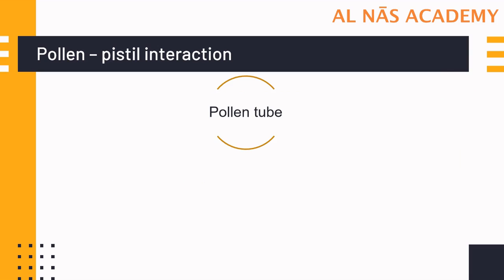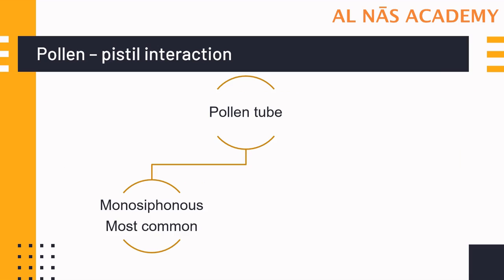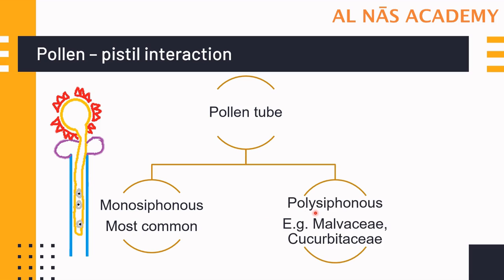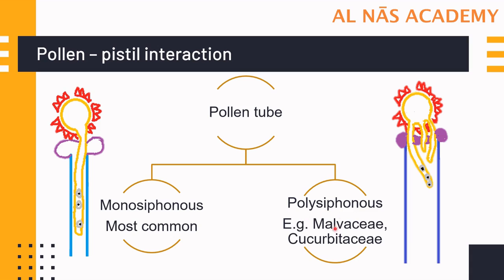Now in case of pollen tube, generally one pollen tube arises from the pollen grain, and this is termed monosiphonous, which is the most common one. But if many pollen tubes arise from the pollen grain, then it is termed polysiphonous. Even though many pollen tubes arise from many germ pores or in branches, only one will succeed in reaching the embryo sac. An example of polysiphonous is the Malvaceae family or Cucurbitaceae family.